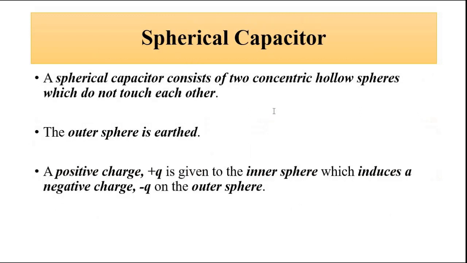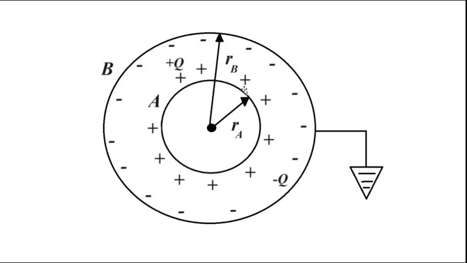Then we have a spherical capacitor. A spherical capacitor consists of two concentric hollow spheres, A and B. A carries a positive charge on its outer surface. It has a radius r subscript a. B carries a negative charge which is induced on its inner surface because of the positively charged sphere A. It has a radius r subscript b. So A carries a positive charge plus q, B carries a negative charge minus q, same magnitude, opposite sign.